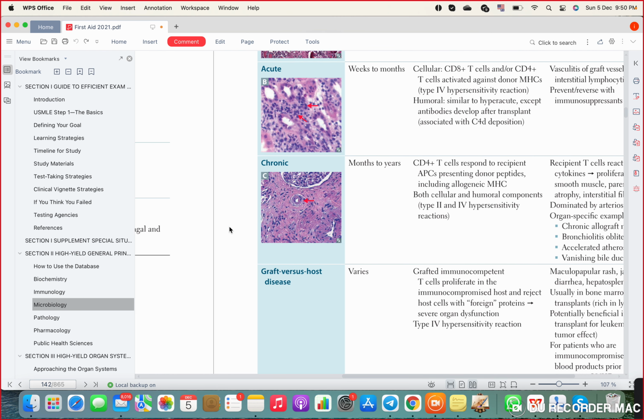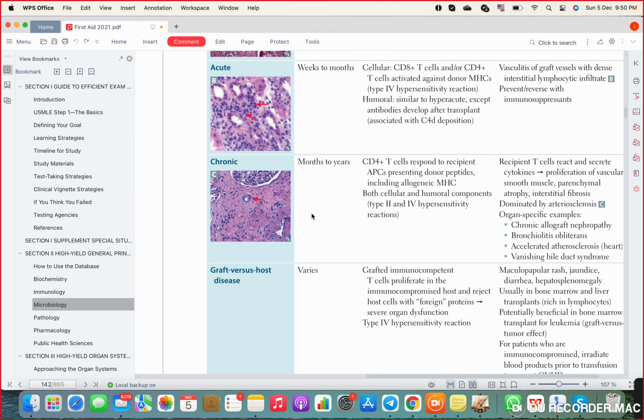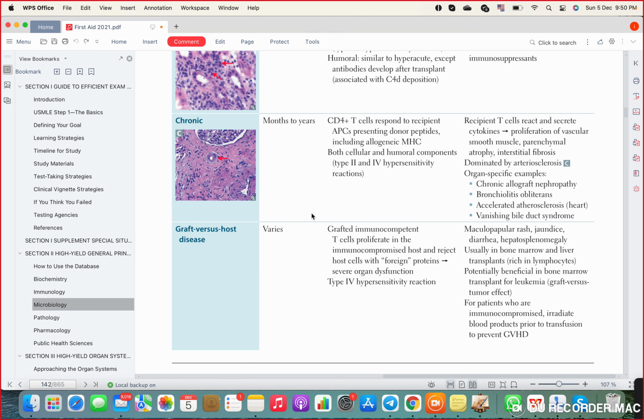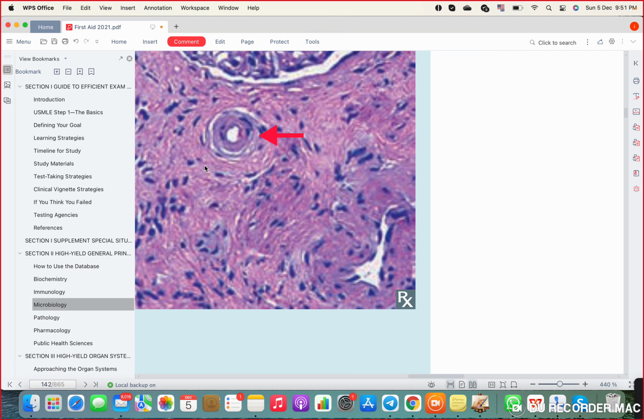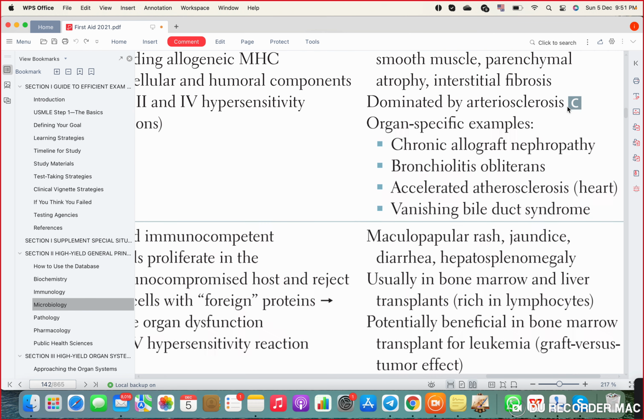And the next thing is the chronic one. It's more than how many months, doc? Yes, 6 months. So it will be mostly the CD4 or the CD8? CD4 now, doc, against the antigen presenting cells. Exactly. So the recipient T cells react and secrete cytokines. So there will be, this is super important, proliferation of the vascular smooth muscle. Can you see that here on the vessel? Proliferation of vascular smooth muscle, so it's a form of arteriosclerosis.